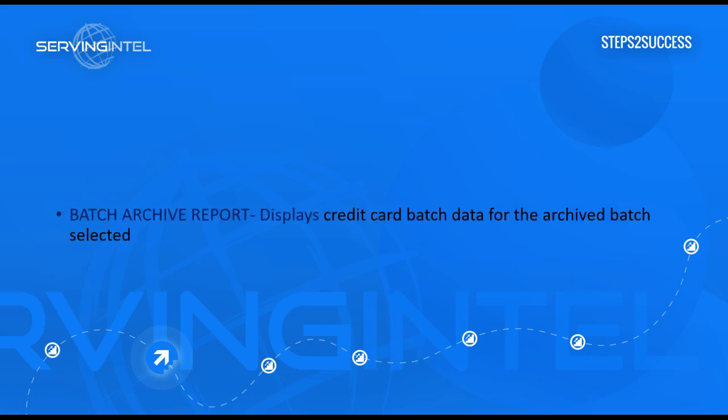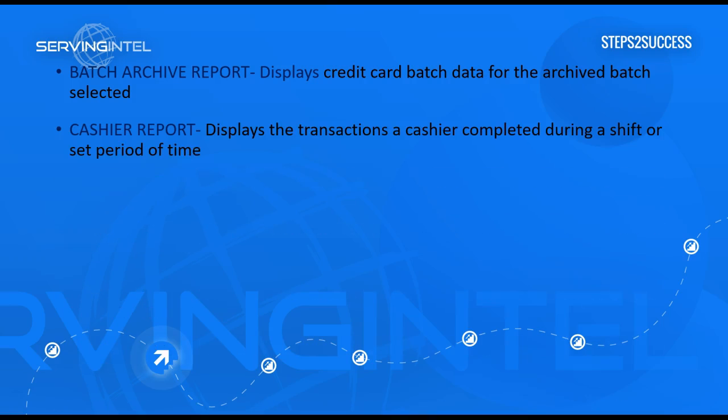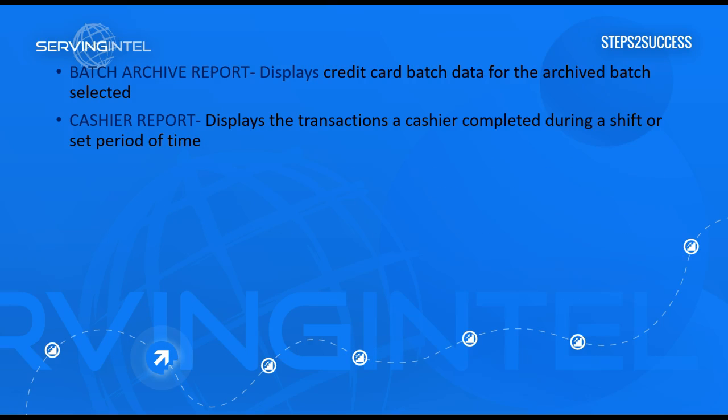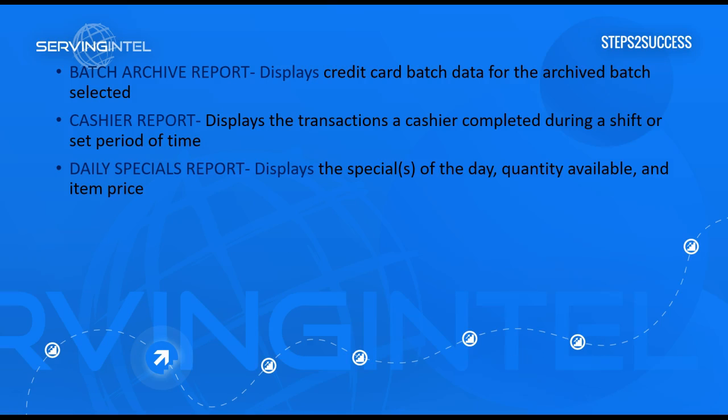First, we have the batch archive report. This report displays the credit card batch data for the archived batch selected. Next, we have the cashier report, which displays the transactions a cashier completed during a shift or set period of time. Next, we have the daily specials report. This report displays the specials of the day, quantity available, and the item price.